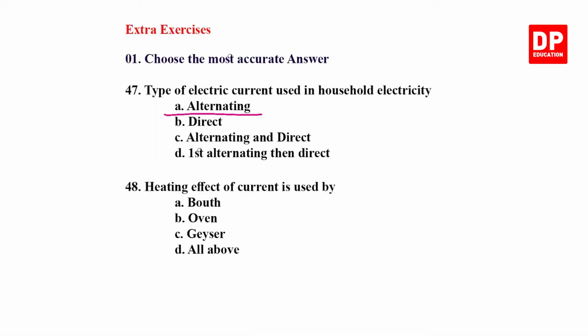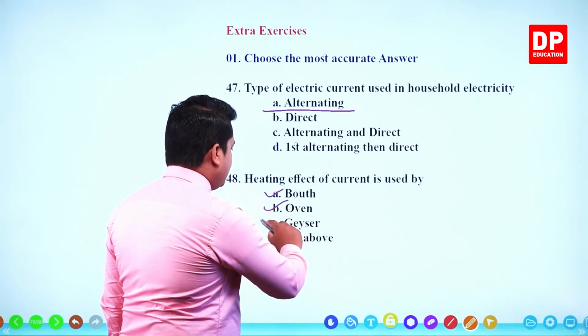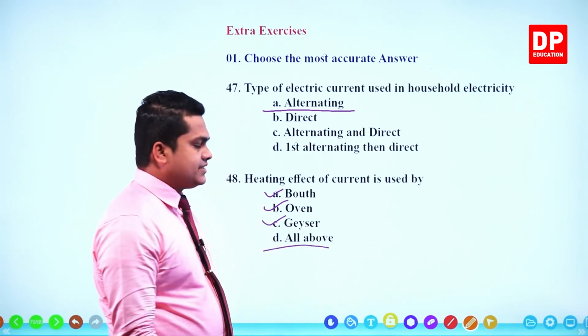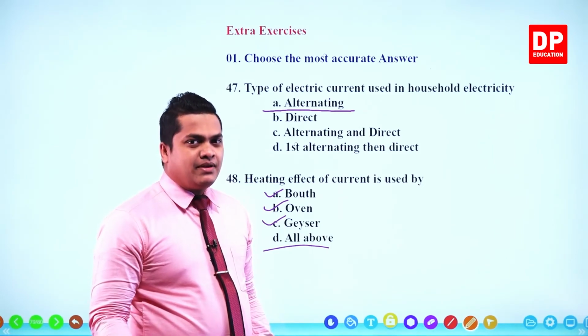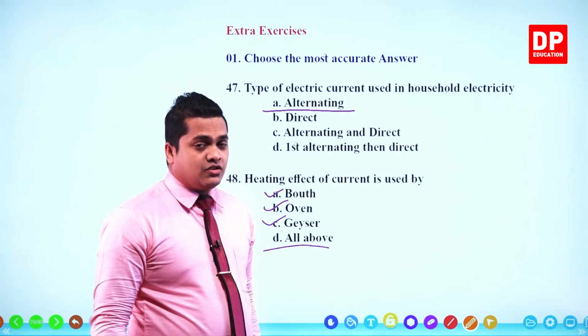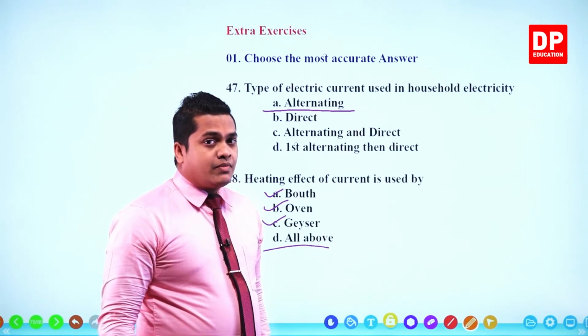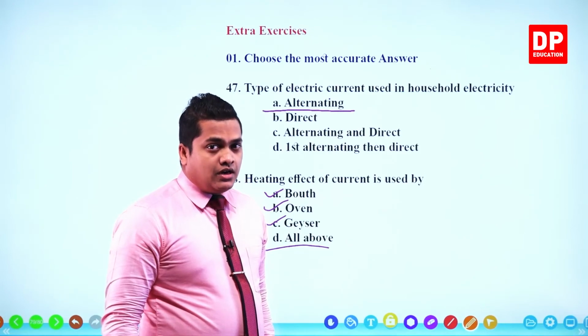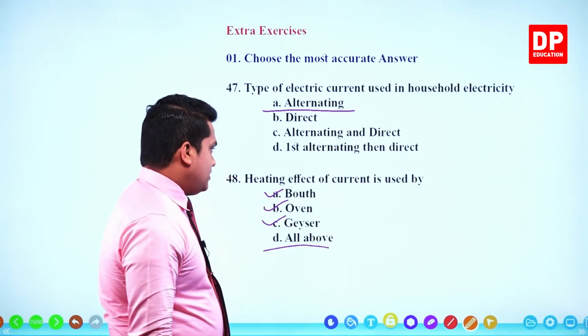Heating effect of current is used by both. This is correct. Electric bath is correct. Oven, correct. Geyser, correct. So all of these things are using the heating effect of electric current. Geysers are also a type of heater. Water heaters are simply called geysers, right? Larger water heaters that are fixed in certain bathrooms to get hot water. So those things are geysers. Right then.